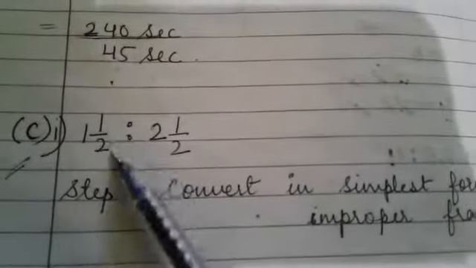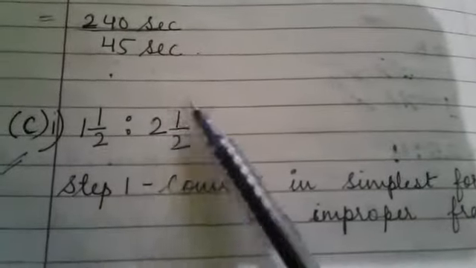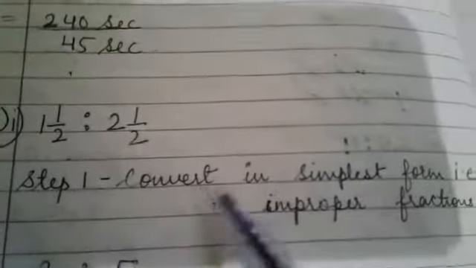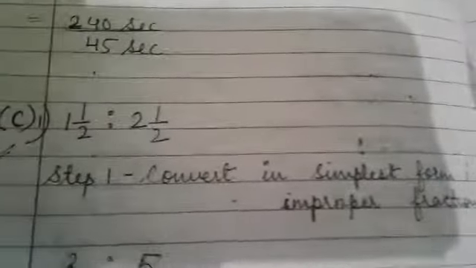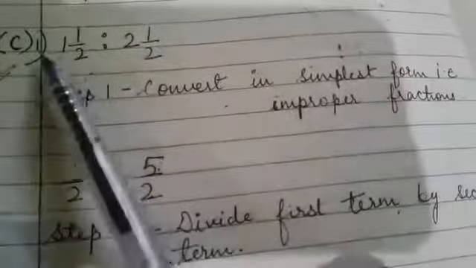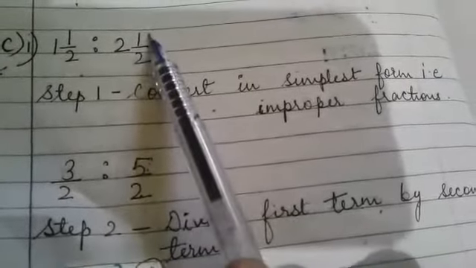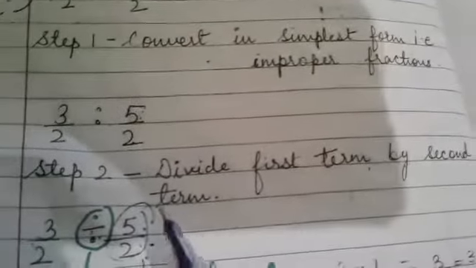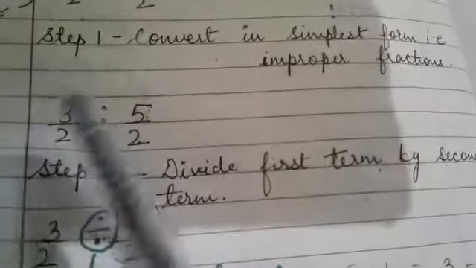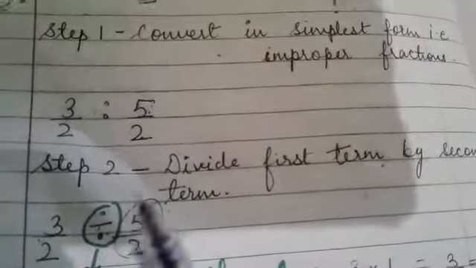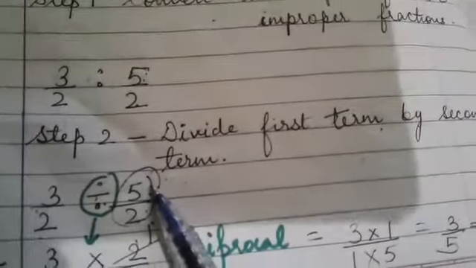Next, 2 1 by 2, 1 integer 1 by 2 is to 2 integer 1 by 2. Step 1, convert into simplest form, that is improper fraction. So 1 2s are 2, 2 plus 1 is 3, 3 upon 2. Then 2 2s are 4, 4 plus 1 is 5, so 5 upon 2. Divide first term by second term. First term by second term. So 3 by 2 divided by the second term.